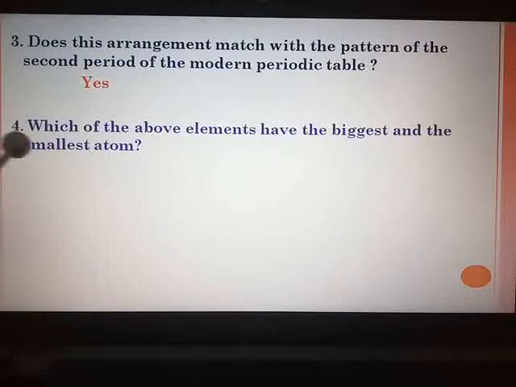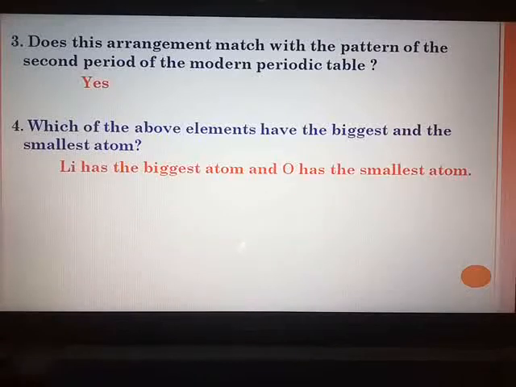Fourth one, which of the above elements have the biggest and the smallest atom? You have arranged in the descending order. So the first one is the element with the biggest atom, that is lithium, and the last one, oxygen, is the element with the smallest atom.